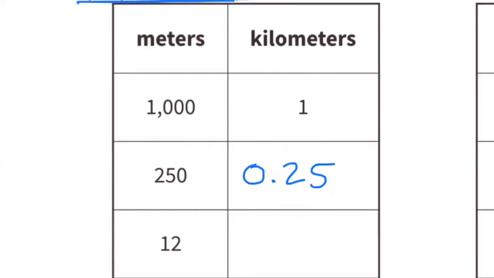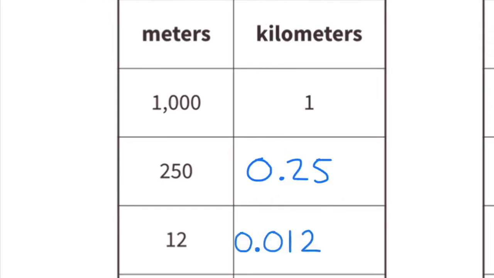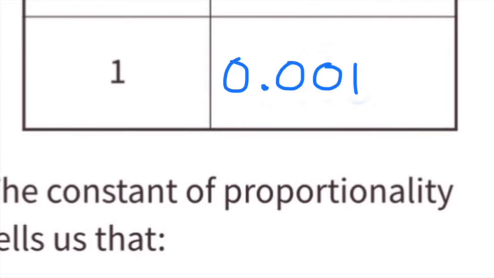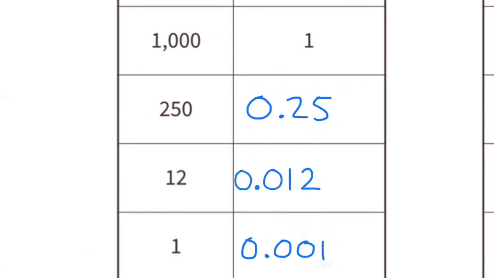What's 1,000 times smaller than 12? 12 thousandths is 1,000 times smaller than 12. So 12 meters is a distance of 12 thousandths of a kilometer. What's 1,000 times smaller than 1? 1 thousandth is 1,000 times smaller than 1. So for every 1 meter, it's 1 thousandth of a kilometer.